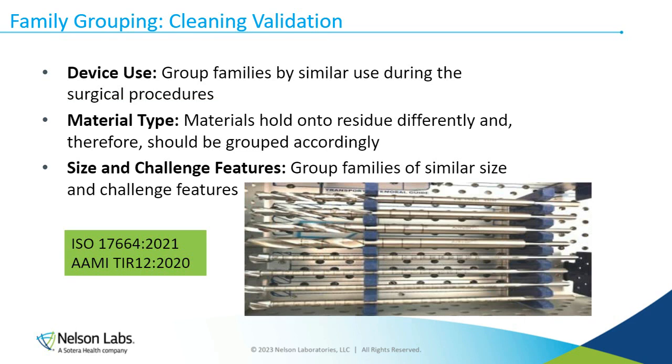Now, family grouping is also a great way of doing validations for reusables. You can always choose devices that look similar and group them in families depending on the materials, the size, challenging features, and how they're utilized during use. So that important factor is you can either choose worst case device or you can do family grouping as well. And a lot of people do family grouping where they will have the worst case device and then they'll group their families in there for testing.